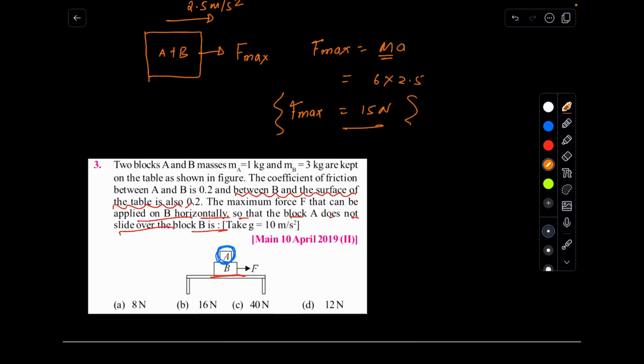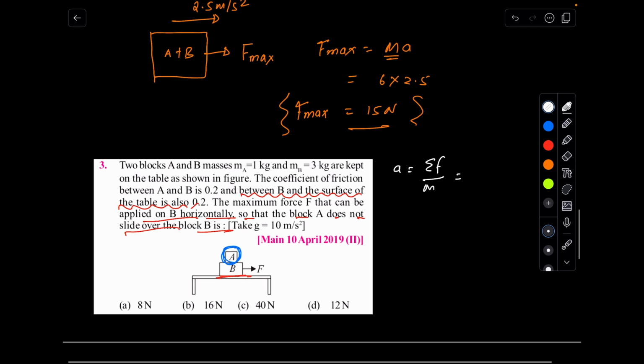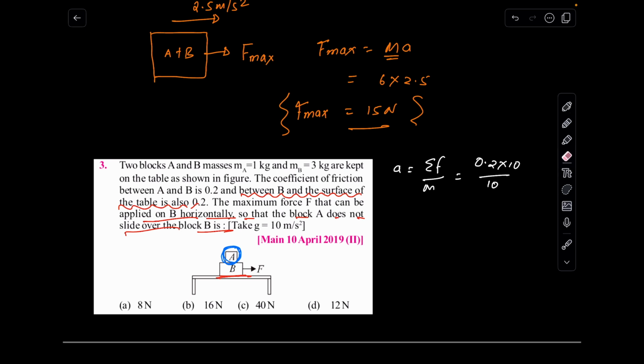Okay, so acceleration of A would be total force divided by mass, and here we are calculating the maximum value of acceleration of A, that is the maximum force on A, which is the static limiting friction between A and B. How much is that? 0.2 multiplied by mass of A, which is 10, divided by 10. Anyway, you know that this value will be mu multiplied by g only, right? Okay, so mass is 1 kg, so this comes out to be 2 meter per second square. It means this system can move with a maximum acceleration of 2 meter per second square.